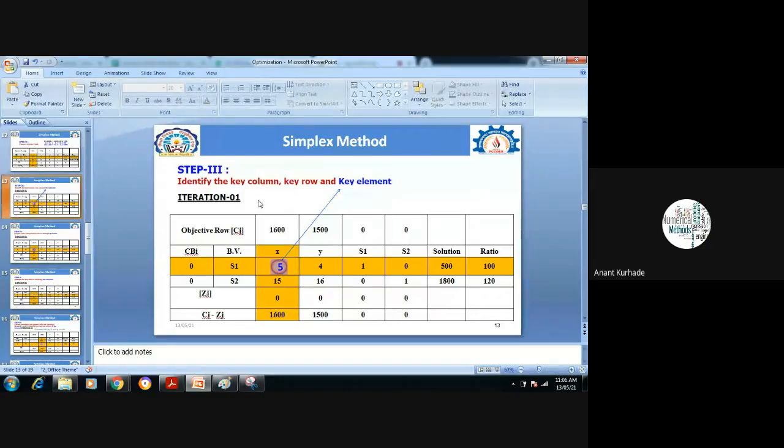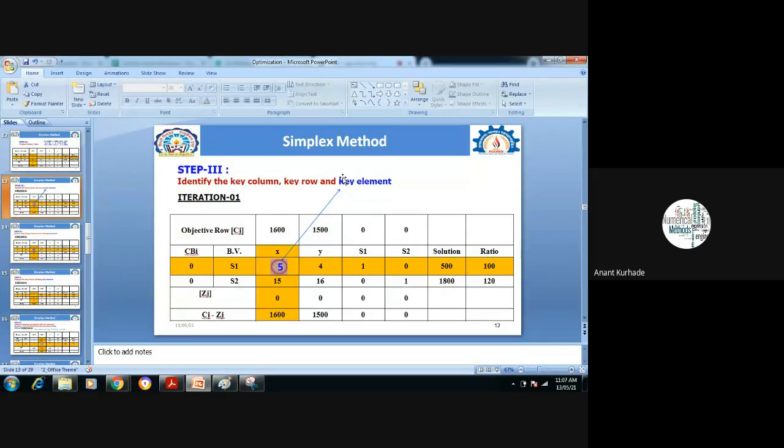Your next step, number 3, is to identify the key column, key row and key element. How are we identifying the key column? Maximum value of Cj minus Zj. How are we finding the key row? Minimum value of the ratio. For the row, minimum, and for the column, maximum. The intersection of these two is this 5, the key element. The role of the key element is most important while drawing your first iteration.